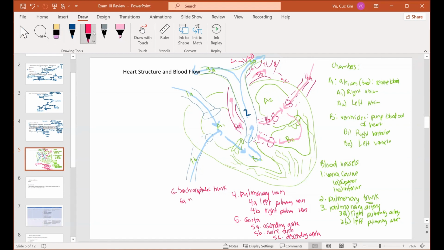6A is going to be the right subclavian artery. 6B is going to be the right common carotid artery. Okay. That makes 7 then. The left common carotid artery. And 8 would be what?